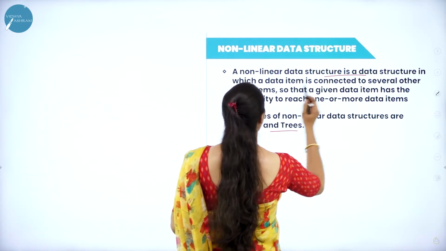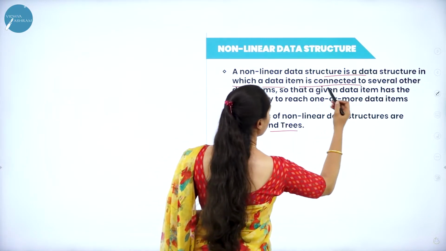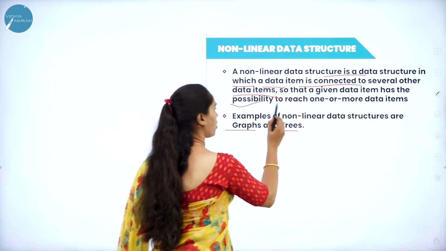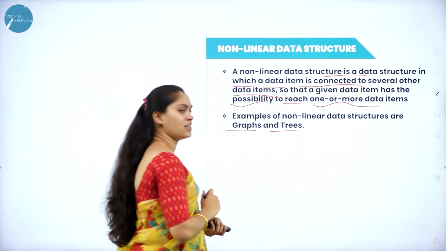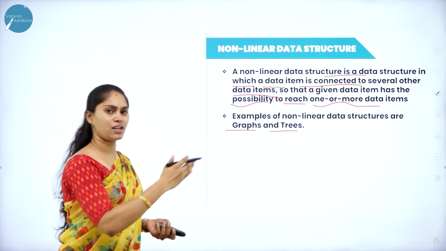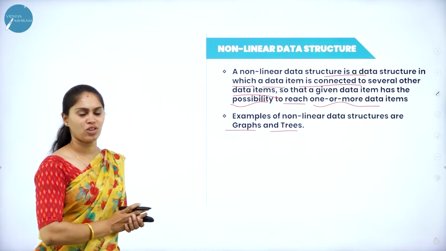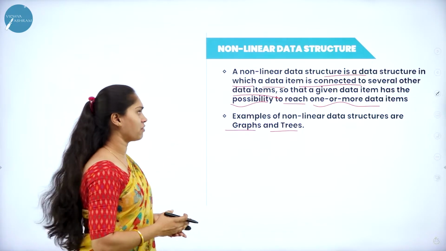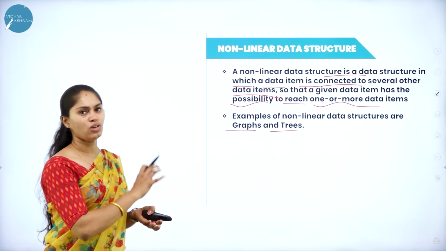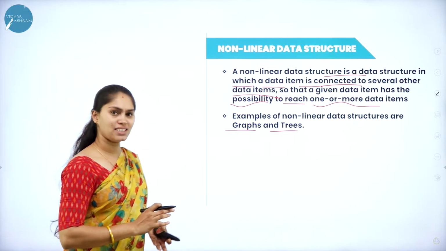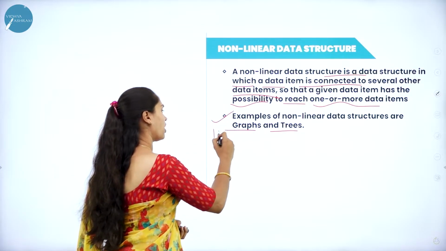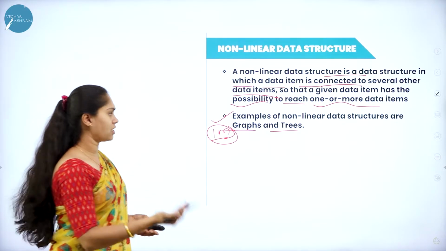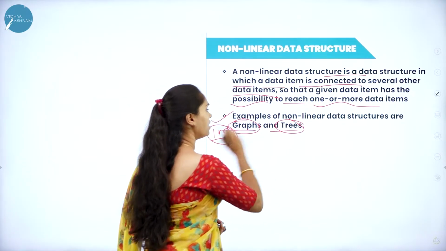A data structure in which a data item is connected to several other data items, so that a given data item has the possibility to reach one or more data items. But in the linear, it will be in a continuous memory location. But in the non-linear, there will be a possibility of having a connection between one to many. So here, what are the examples? Very, very important question for a 1 mark question. That is, what are the examples which come under non-linear? That includes graphs as well as trees.